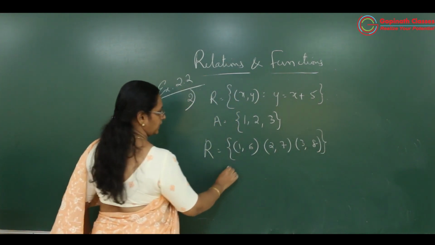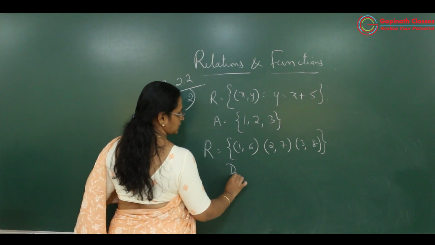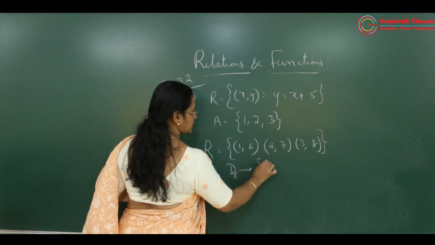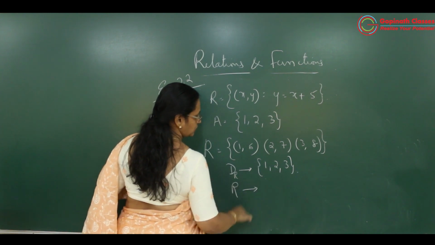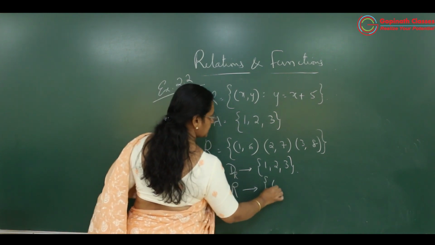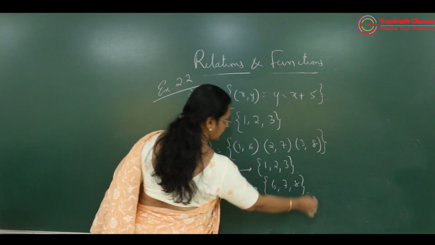So what will be the domain and range? The domain of the relation will be the set {1, 2, 3}. And what will be the range? The range of the relation will be the set {6, 7, 8}. This is the range.